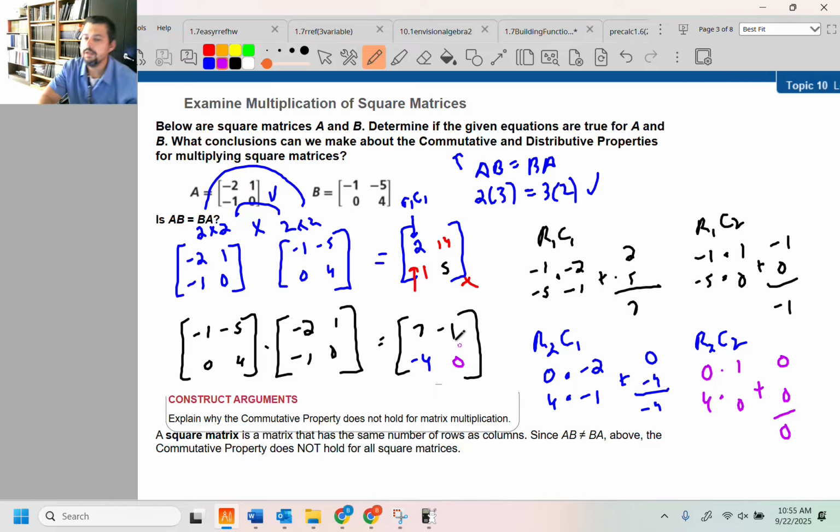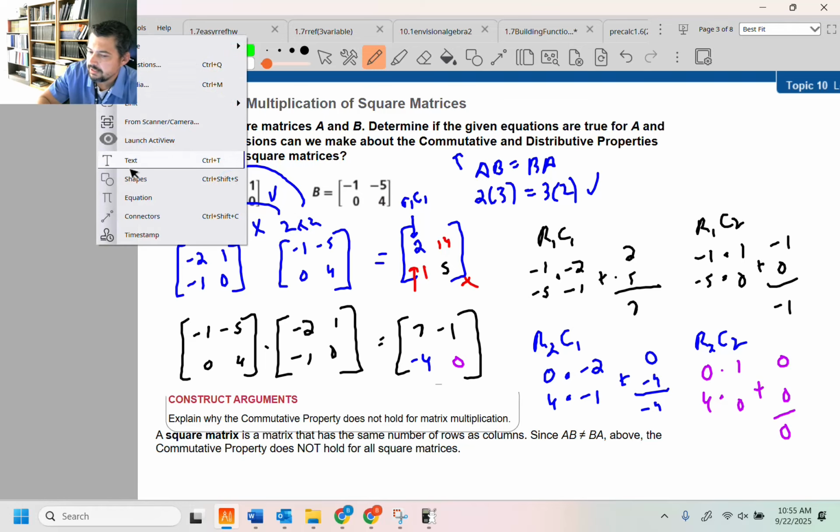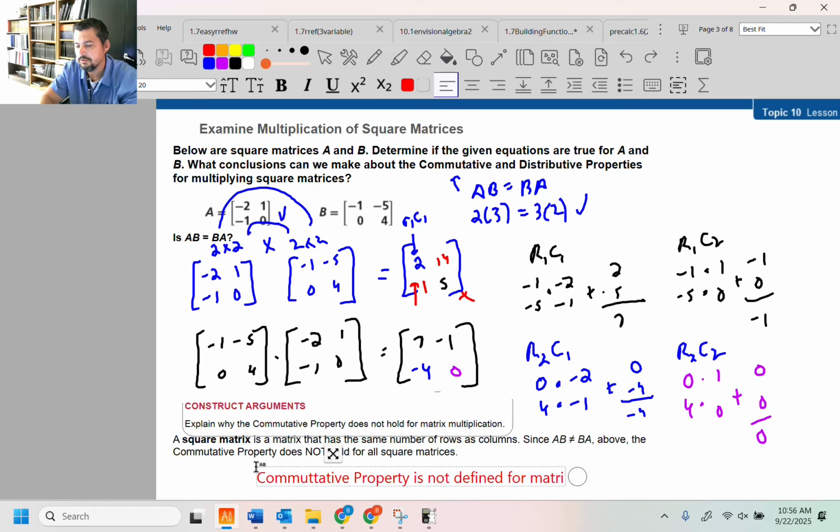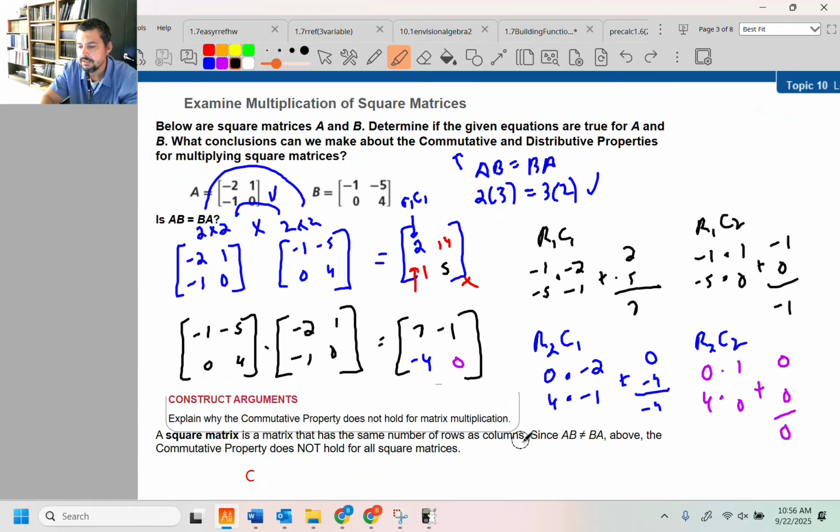So, was A times B equal to B times A? No. And we are supposed to explain. So, the commutative property is not defined for matrix multiplication, which is actually given in your text, so I'm wasting time here. You'll notice that since A times B is not equal to B times A, we cannot do the commutative property. We cannot say it's true. Order is very important in matrices.